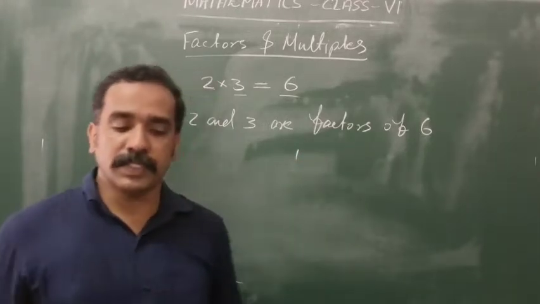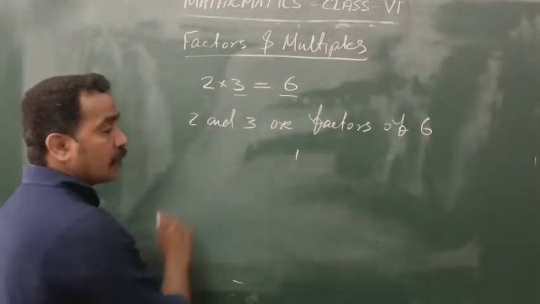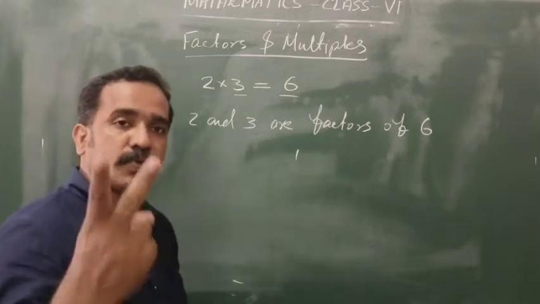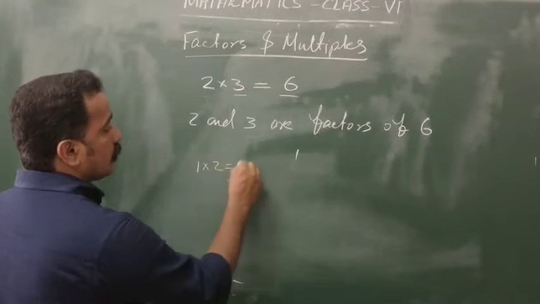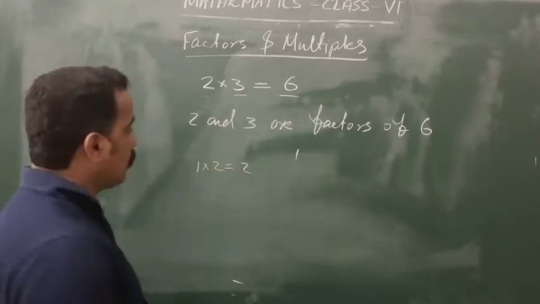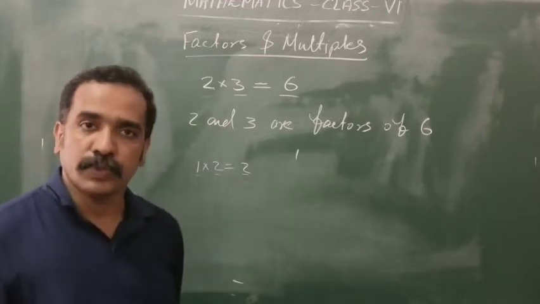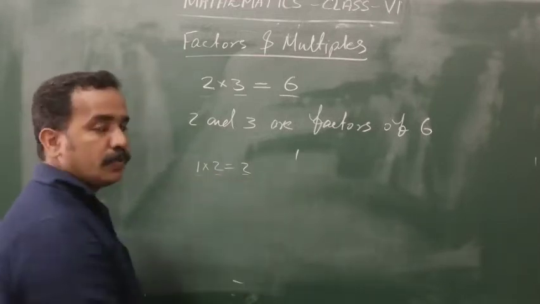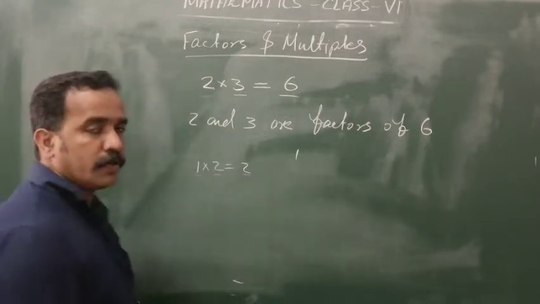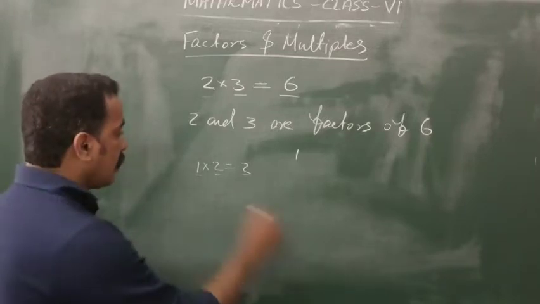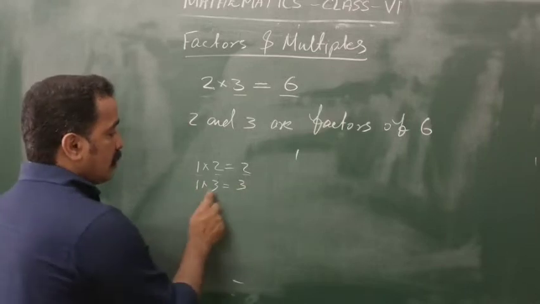For other numbers, after 1 comes 2. 2 has 2 factors, because 1 into 2 is equal to 2. So we can say that 1 is a factor of 2 and 2 is also a factor of 2, because if you multiply 1 and 2, you will get 2. So how many factors for 2? 2 factors. And 3: 1 into 3 is equal to 3. So for 3 there are 2 factors.